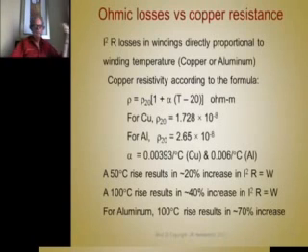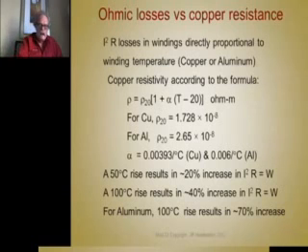So the I squared R losses vary with the winding temperature because of the change in resistivity of the windings, you see. As the winding heats up, the losses go up because the resistance goes up. For example, the I squared R losses in a stator increase 40% with a 100 degrees C rise in temperature. For aluminum, a 100 degrees C rise increases them 70%. So this is what's going on in the rotor of your induction motor. It's not as bad with copper, but it's bad enough.